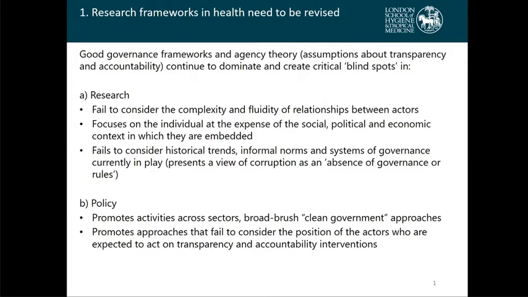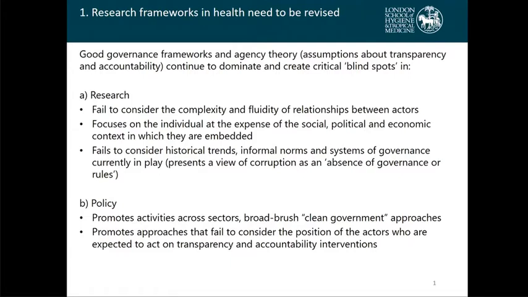In terms of research, it means that we fail very often to consider the complexity and also the fluidity of relationships between actors. Secondly, and this is critically important, we focus on individuals at the expense of thinking about the social, political and economic context in which they're embedded. So context really matters, and in good governance frameworks, very often we lose the context and we need to draw that back in. Related to this, we don't think very often about historical trends, about informal norms, and about systems of governance that are already in play.